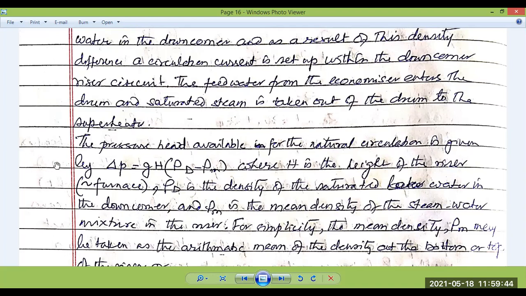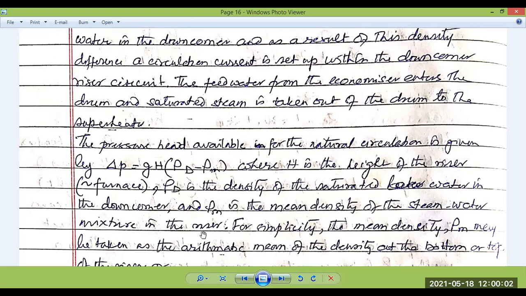H is the height of the riser, which is the height of the furnace. rho_d is the density of the saturated water in the downcomer. rho_m is the mean density of the steam and water mixture in the riser.